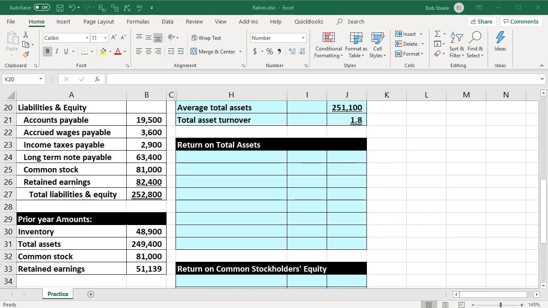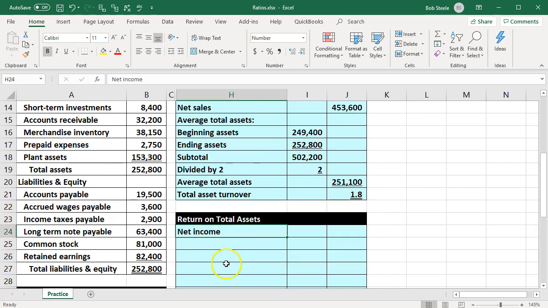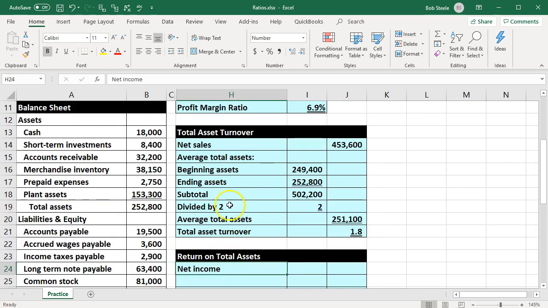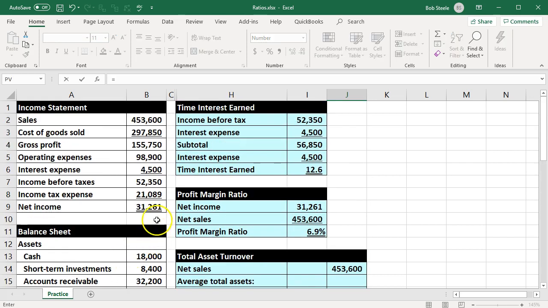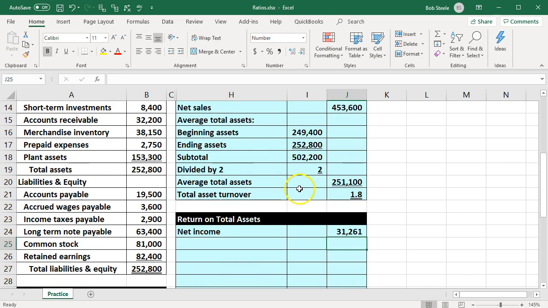So now we're looking at the return on total assets. We're going to have a similar type of situation with the average total assets, because once again, we're going to be comparing the income statement account and a balance sheet account. So we're going to say, all right, here's going to be the net income. Note here that we're taking the net income this time as opposed to the net sales. We're taking the bottom line of the income statement as opposed to the top line of the income statement. So we'll pick that up in J24. We're going to put that in the outer column, say equals, and we're going to say that that's going to be the 31,261. And then the rest of this will look much the same.